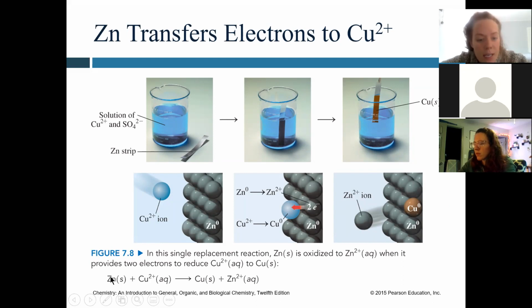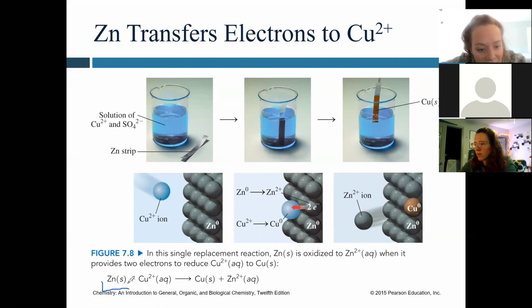we've got our zinc, and then we've got our copper. So in this case, copper has a 2+ charge, and it becomes copper with a 0 charge. I believe I told you this wrong. Yeah, so zinc, I'm even confusing myself, so I'm going to just write it out.